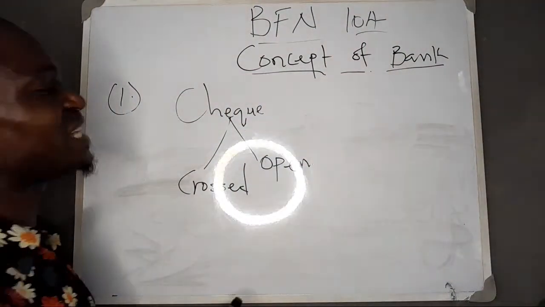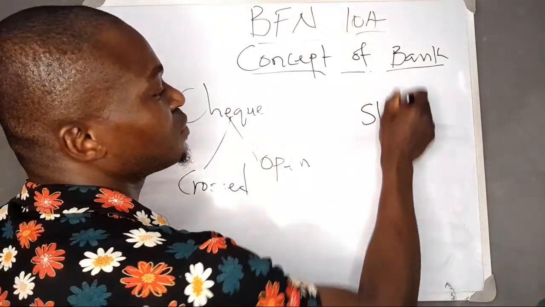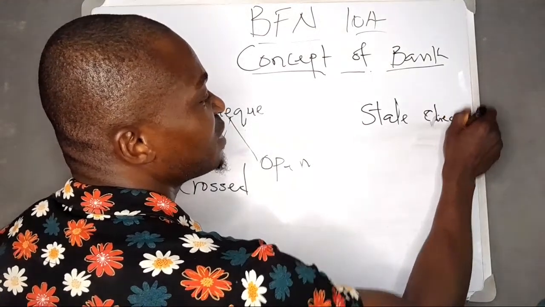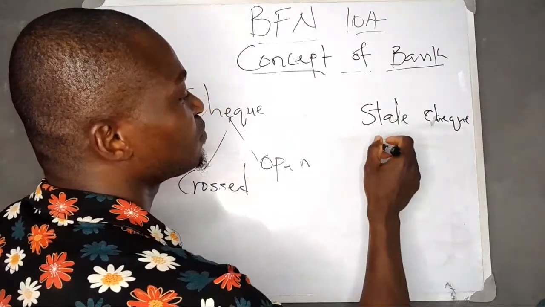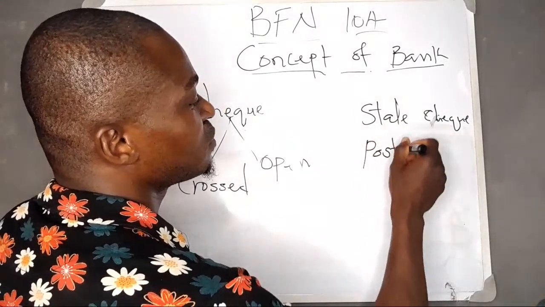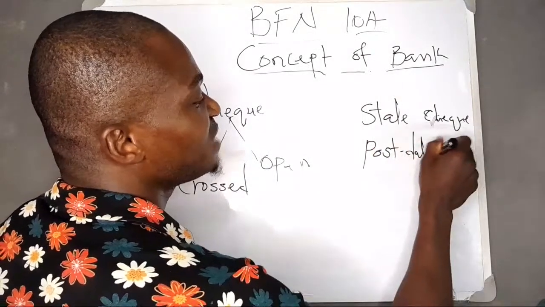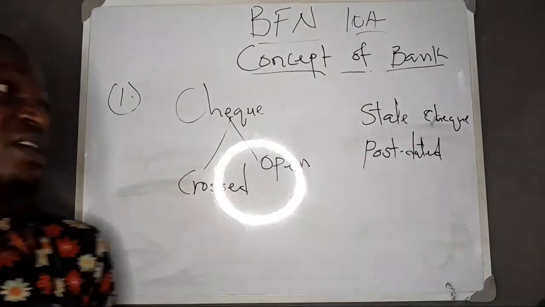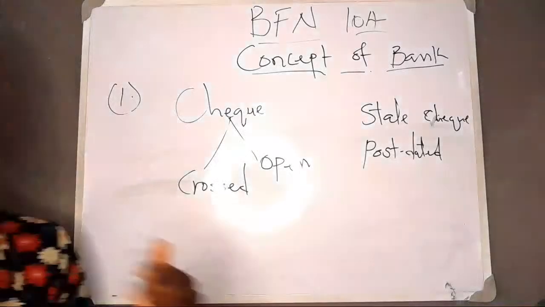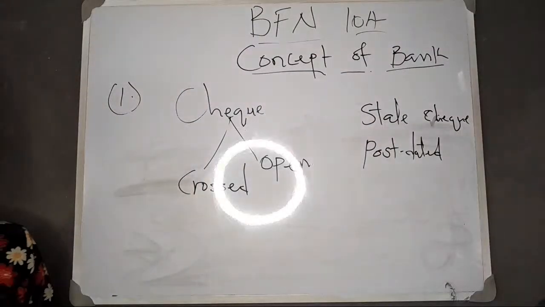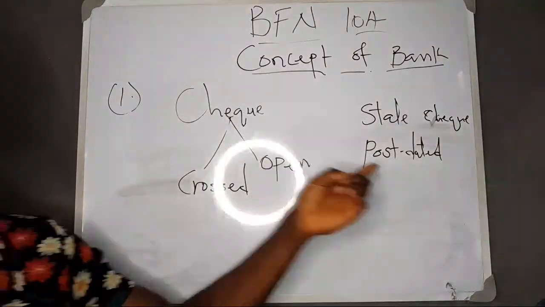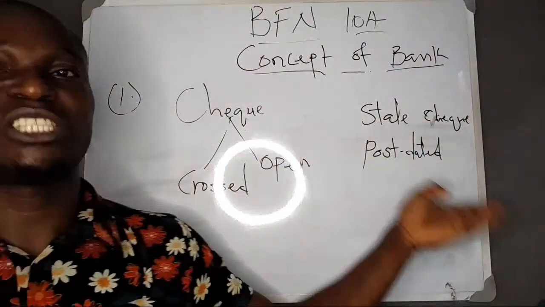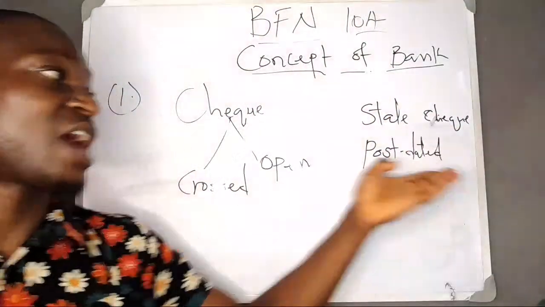Again, we have post-dated check. A post-dated check is as good as the opposite of a stale check. A stale check is presented beyond the date on the check, but a post-dated check is presented earlier than the date specified on the check. And these are the differences between the stale check and the post-dated check.